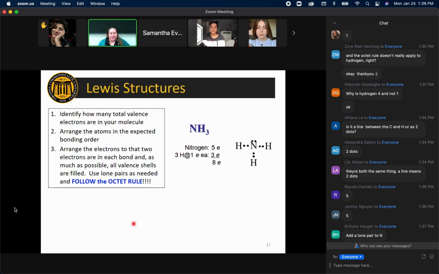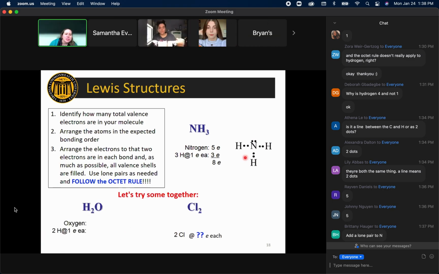No. Okay. So here are some other examples that you guys can try. We'll go through these together also, but I want to give you guys a chance to think about it on your own first. So go ahead and think about the valence electrons that are going to be present in each of these molecules, and then go ahead and try to draw it out, and we'll go through it together.